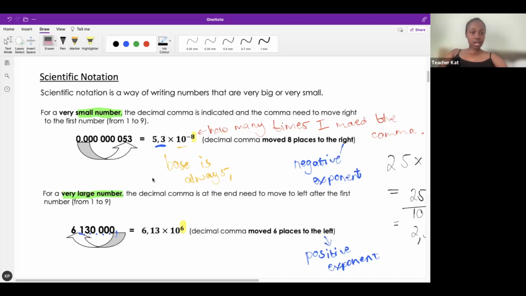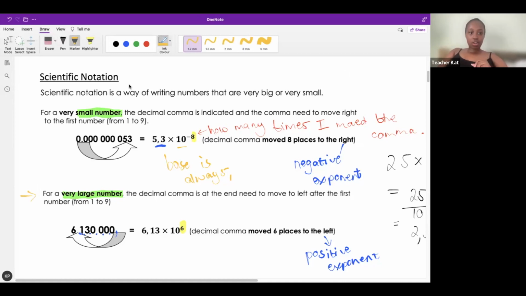Tebogo, where did I lose you, my darling? You can unmute. You don't have to raise your hand. You can just unmute. Ma'am, I don't understand the second one. The second one. Yes. The second one on the screen right now. This one for very large numbers.